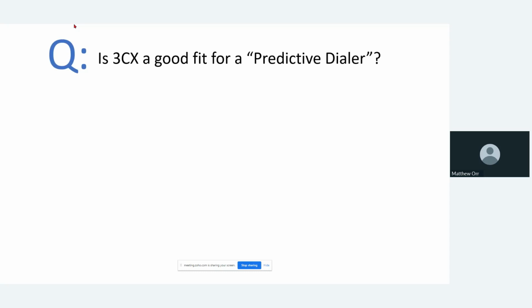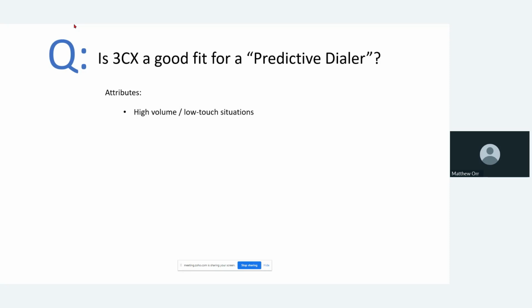So the first question, let's talk a minute about predictive dialers and whether 3CX is a good fit for hosting a predictive dialer. Let's talk a little bit first about some of the attributes of a predictive dialer. First off, it's important to understand the predictive dialers. And by the way, you spell dialer differently depending on whether you're in the United States or in Europe. So it isn't a typo. That's the way we spell it in the United States.